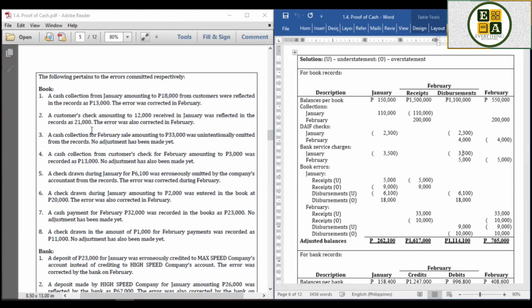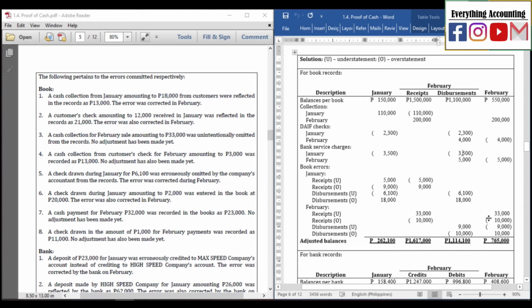Next naman, a cash collection for February sale amounting to 33,000 was unintentionally omitted from the records. No adjustment has been made yet. Ibig sabihin lang nito, meron tayong cash collection pero hindi natin na-record. So, yung 33,000 na yan, eto yan, February receipt na understatement. So, add tayo ng 33,000 sa receipt column. The same goes dito sa February column, kasi nga yung February, understated din yung ating cash balance.